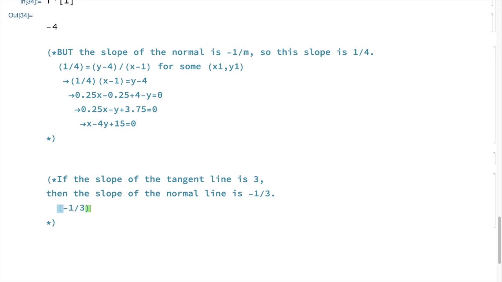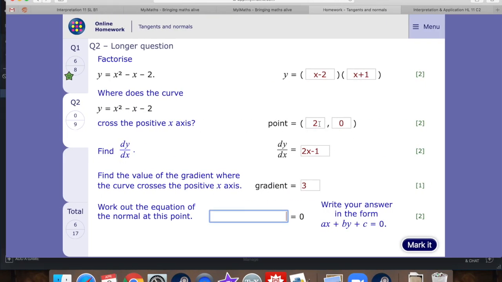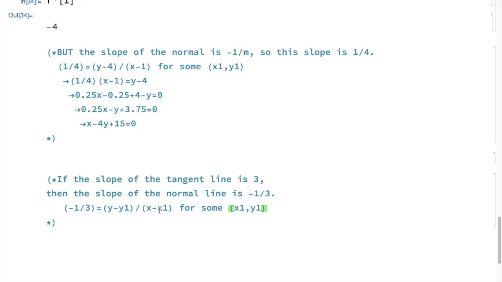I have negative 1 over 3, and that'll equal y minus some point divided by x minus some point, for some x1, y1. Well, we just need to pick any point on the line. Why don't we use that x-intercept here? (2, 0). That seems good. Okay, so I'll just type in a 2 here, and this is just a 0, so we might as well just get rid of it.